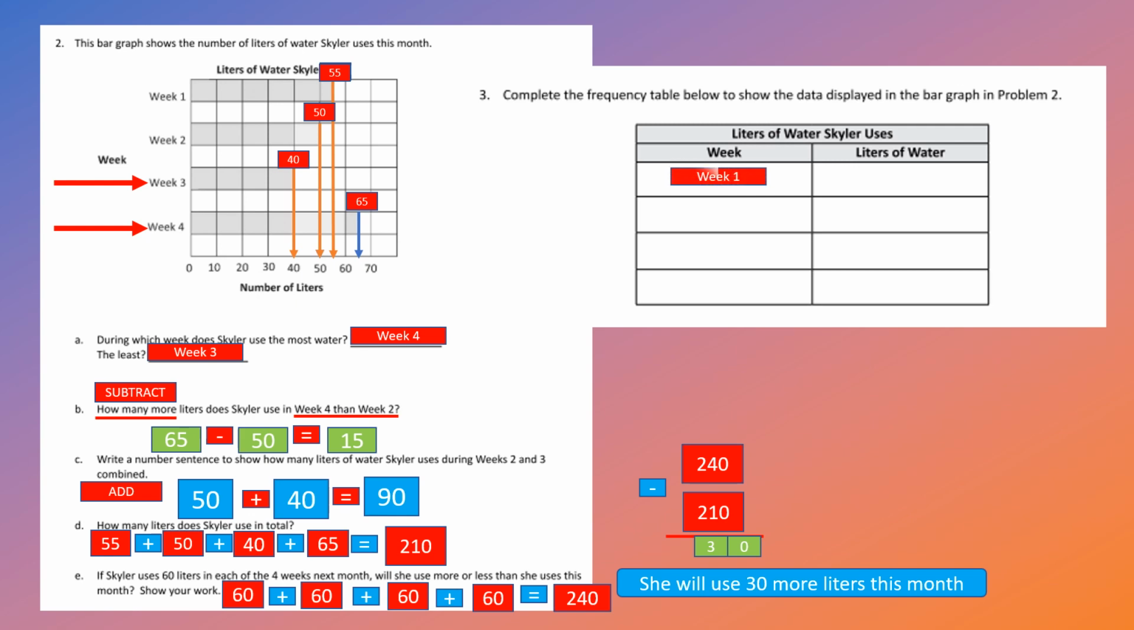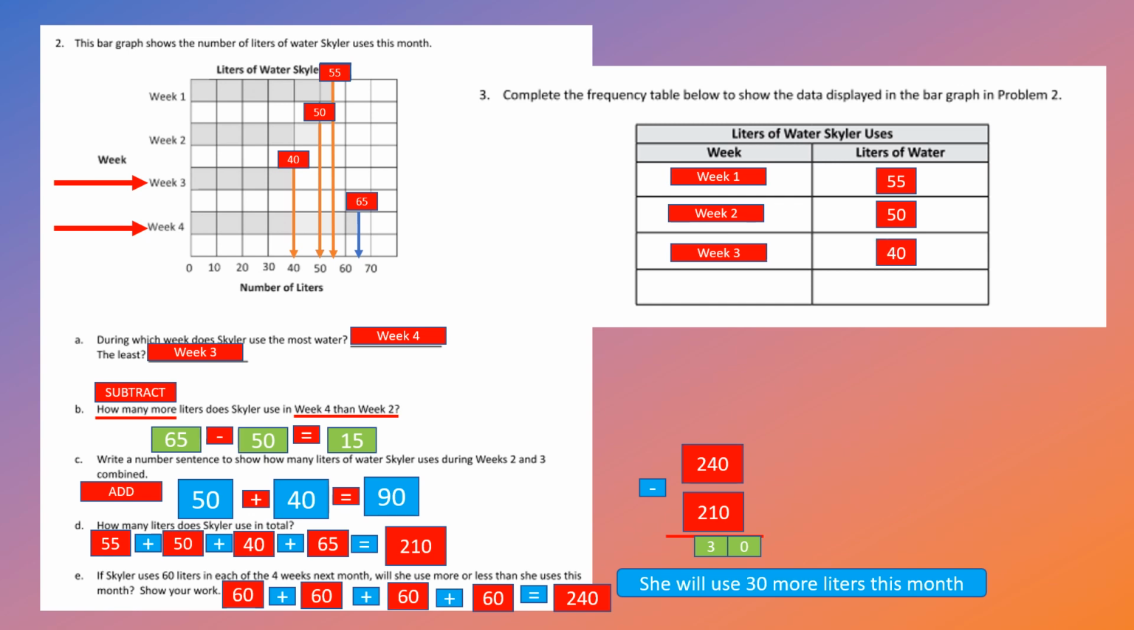So let's start off with week 1. How many liters did she use in week 1? That's right, 55. And for week 2, how many liters did she use in week 2? That's right, 50. And week 3, how many liters did she use in week 3? That's correct, 40. And for week 4, how many liters did she use in week 4?